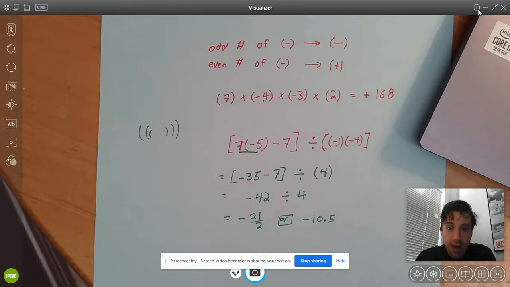So just be careful of interpreting your brackets, be careful of your order of operations, and then you'll be all set to do our practice problems with adding, subtracting, dividing, and multiplying integers.